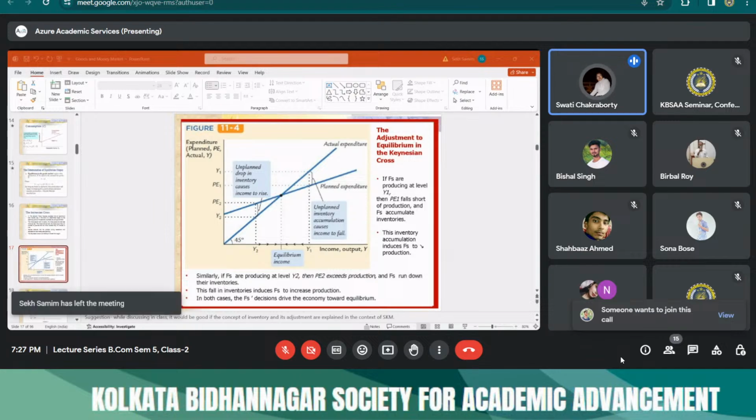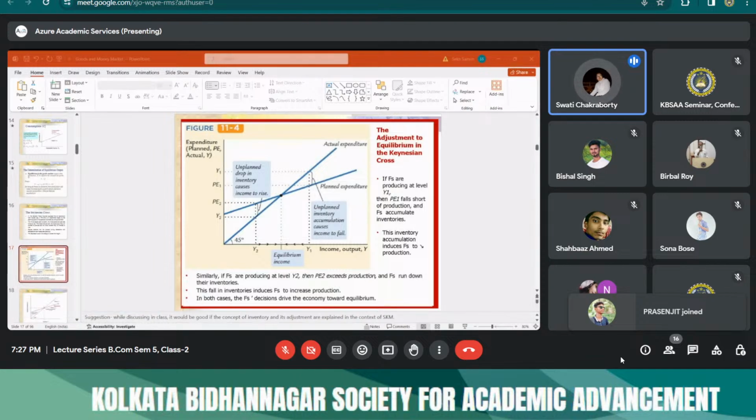The other point, just the reverse, is Y1, where the actual expenditure is much higher than the planned expenditure. Demand is lesser, so the producers' prediction is not accurate. There is an unplanned accumulation of inventory. As a result, income starts going down, because people are not willing to buy so much of the goods. So demand is much less.